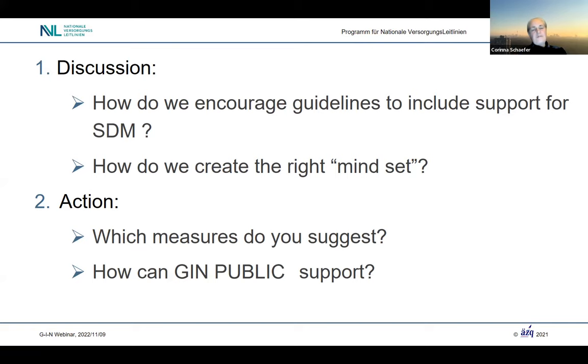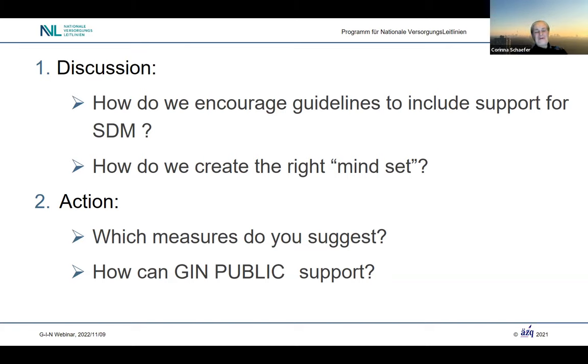So do you think it would be helpful, for example, if GIN would provide a kind of standardized text or resource of evidence for the use of decision aids in shared decision-making, and some text blocks that could be used for guidelines? Would that be helpful? Okay, no answer here. I'll discuss that with our colleagues.